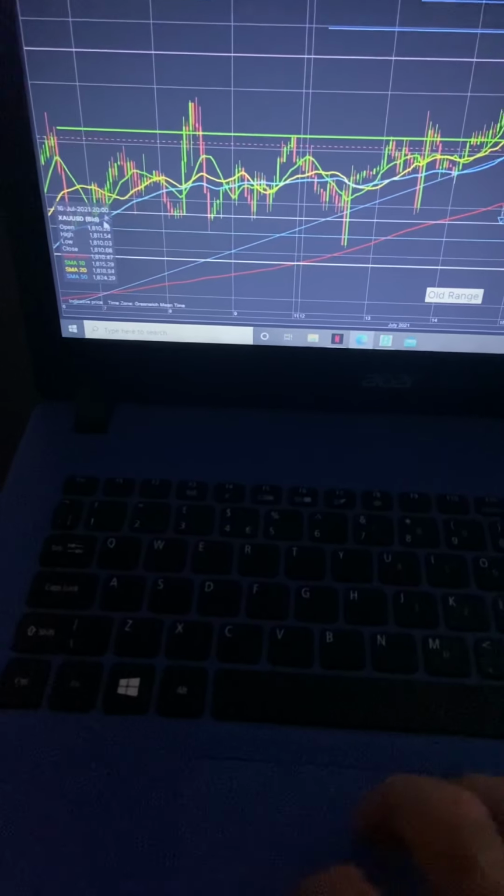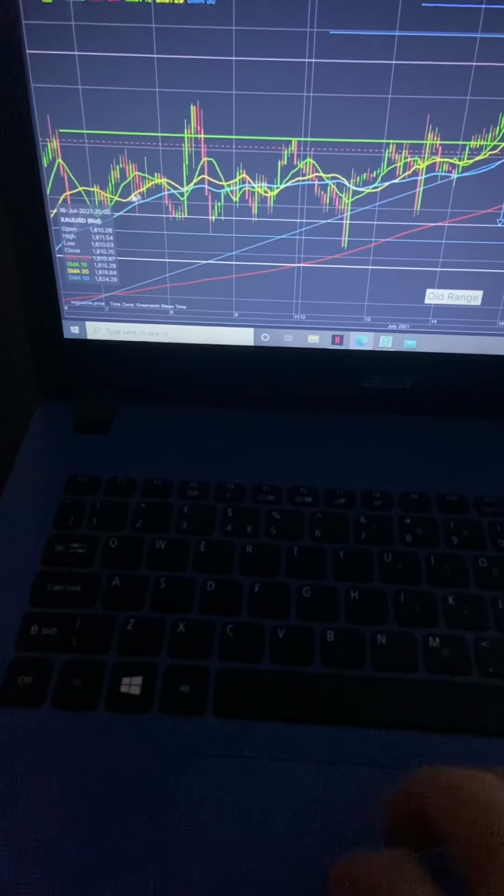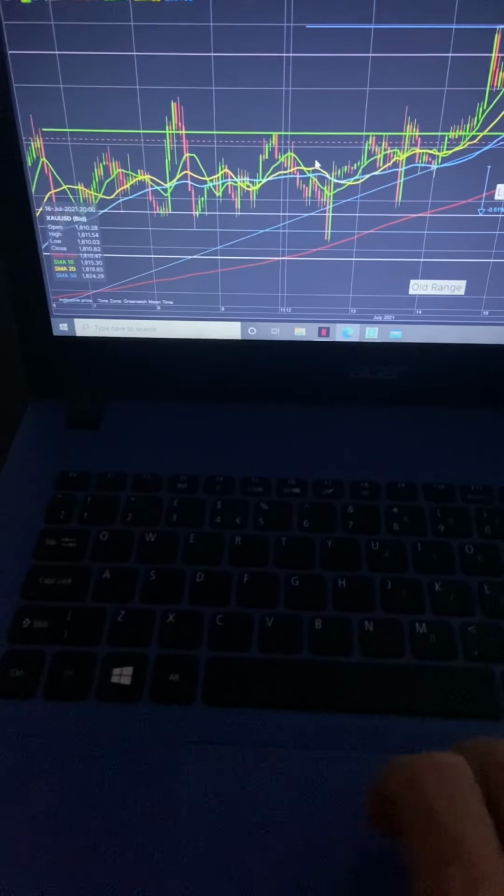So what we've done with this range is we buy the bottom and we sell the top. All the time we're in the range, and we don't break away. So at the end of last week we were still in it, break onto this week, we continue in the range.